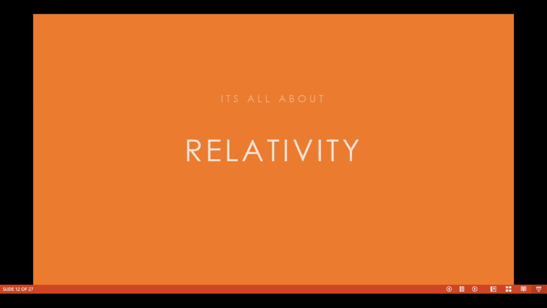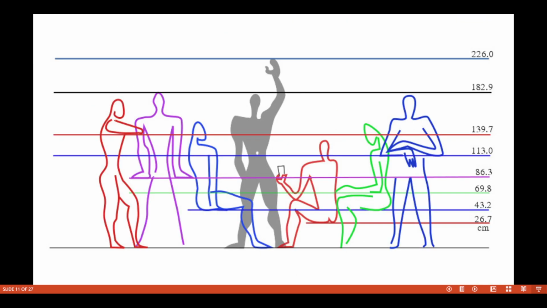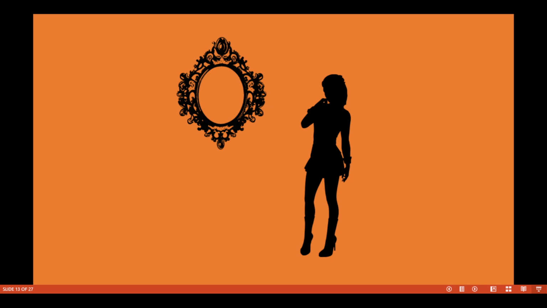Scale is all about relativity. In the initial examples, we saw how we are relating the scale of a human with the scale of a rectangle and assuming what it can be. So that's the reason why scale is all about relativity. Here, the suggestion is of a mirror. Here you can see a large full-size scale mirror.